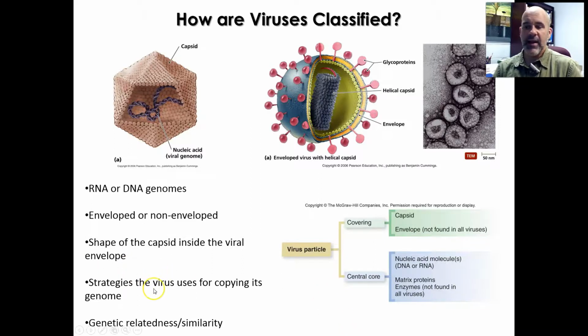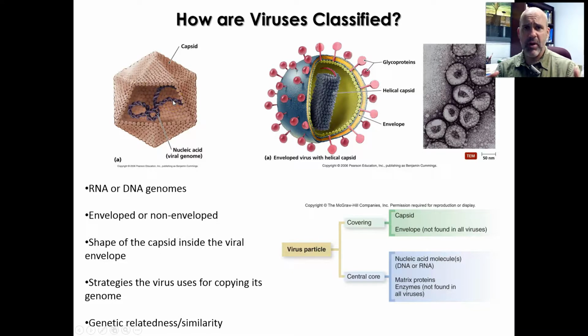Now today, because we're getting so sophisticated with our genetic analysis techniques, and viruses tend to have pretty small genomes, anywhere from a few thousand base pairs up into the hundreds of thousands of base pair range.